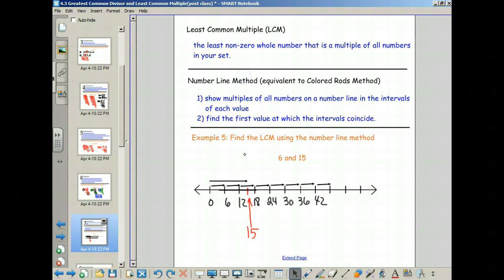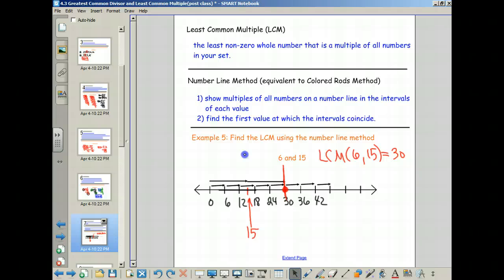Okay. All right, there's my other one. And then the next one would go from 15 to where? To 30. And you're actually done when they stop at the same spot. So the first place they stop is the least common multiple. Okay. So the least common multiple here of 6 and 15 is 30.